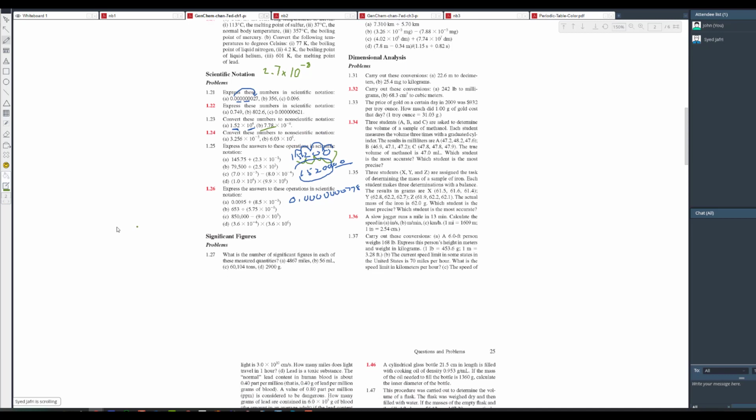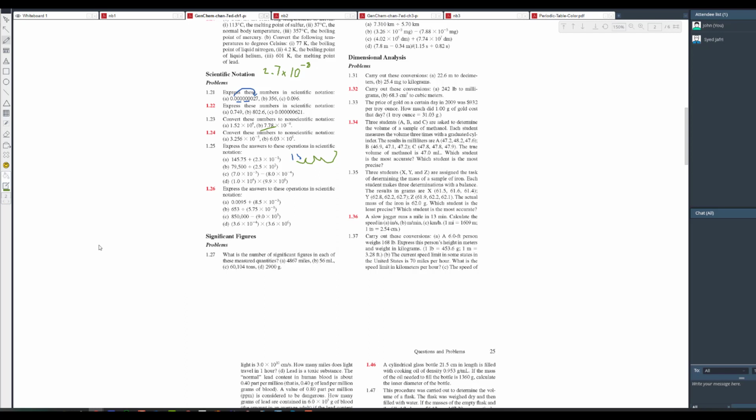Yep. What next question do they give? 1.21 we did, 1.23 we also did, 1.25, okay. Now 1.25, let's read this question. Express the answers to these operations in scientific notation. Okay, because we have a calculator, we can do it easily.